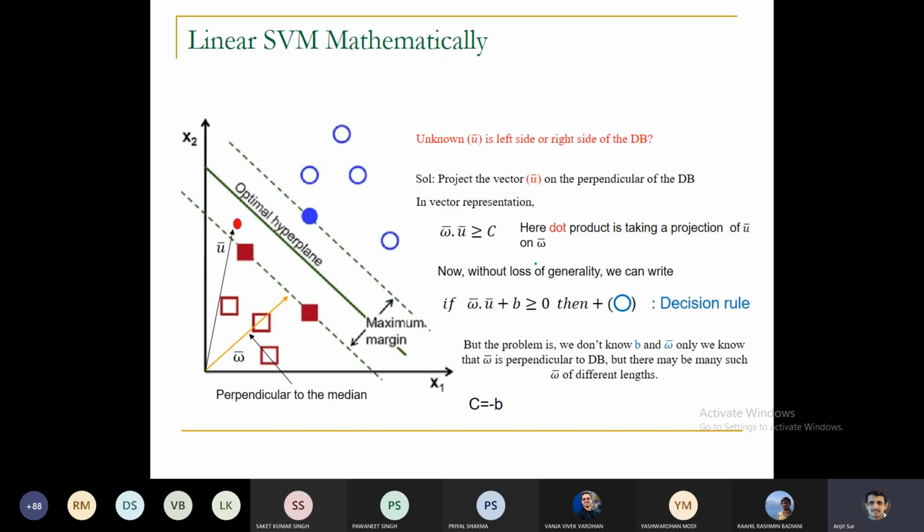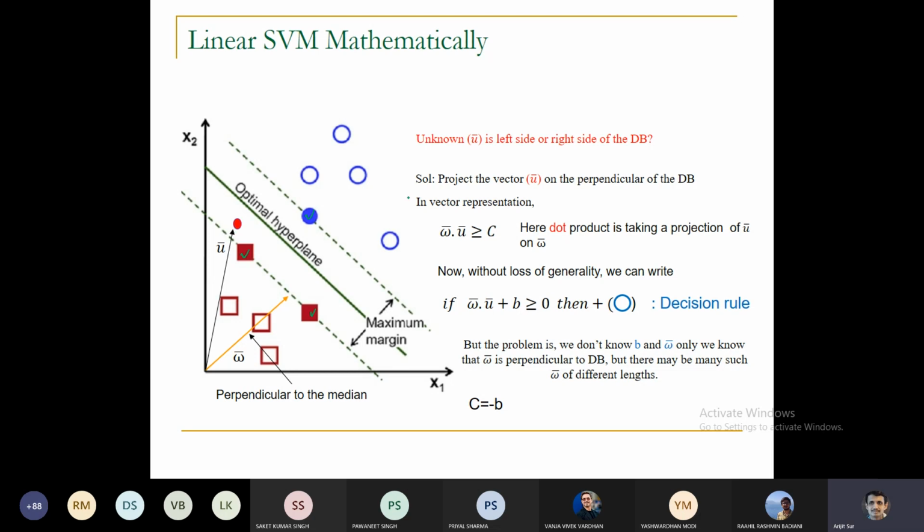Now see that particular thing. There are two data points. These are the support vectors. So we put these two guidelines, and this is the optimal hyperplane, the main decision boundary, and this is the maximum margin concept. Now let there be a point U, an unknown point. It may be on the left side or the right side of the boundary. We don't know that.